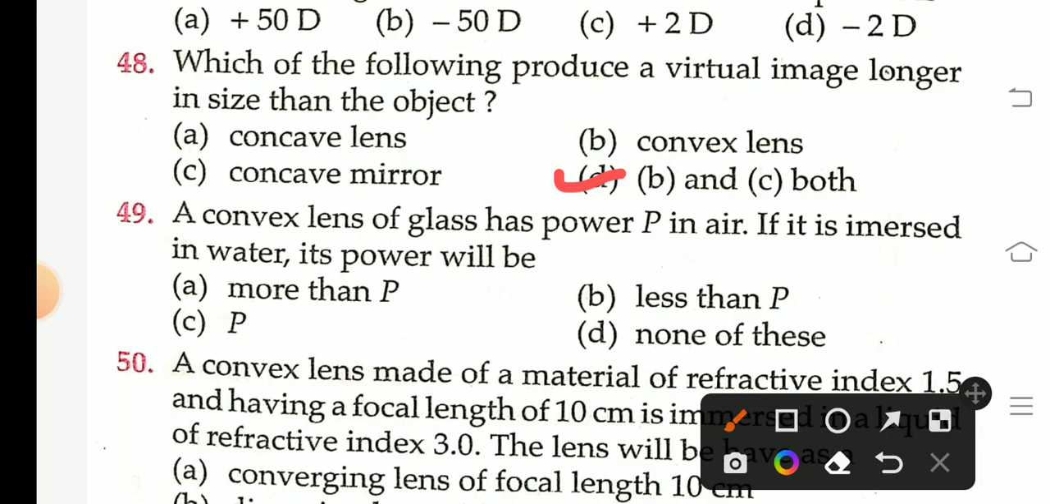Next, a convex lens of glass has power P in air. If it is immersed in water, its power will be... right answer will be option B, less than P.